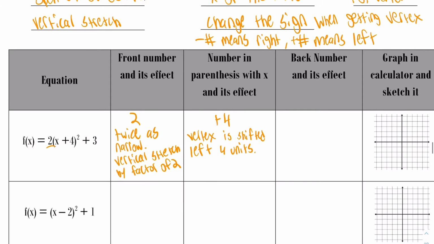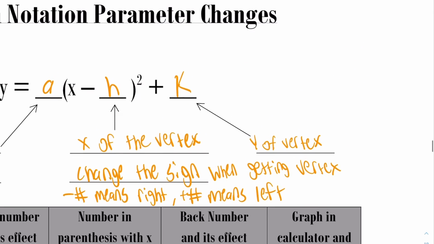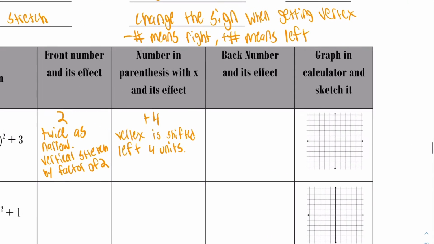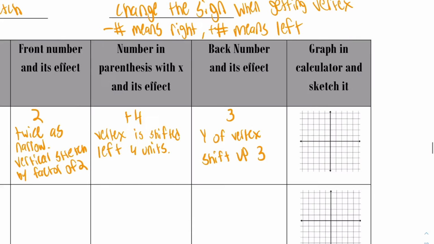The back number, what's being plugged in for k, we have the number 3. What's being plugged in for k is always going to be exactly what the y of the vertex is. So this number is 3, and this is simply the y of the vertex, which also means a shift up 3. Now let's graph this. A left shift of 4 and an upwards shift of 3.